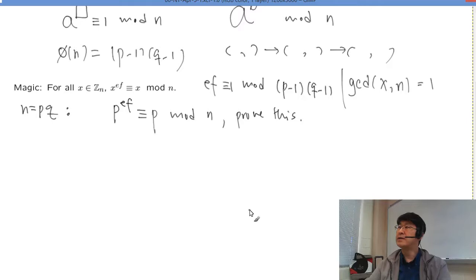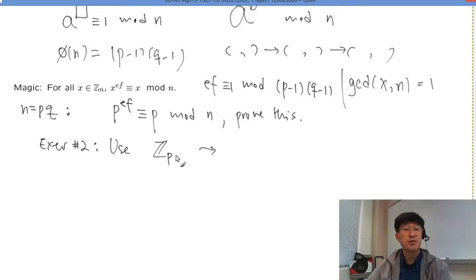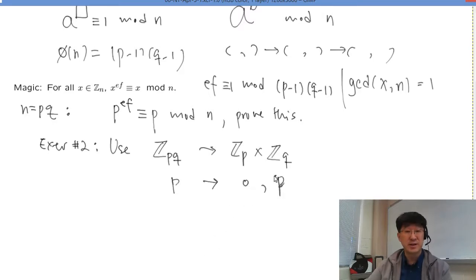So how do you prove anything about modular congruence of a composite? What is that map called? The Chinese remainder theorem. Go down to that. Try it. The exercise is number two. Use the map going from Z_pq, that is Z_n, to Z_p cross Z_q. Where is p going to go under this? It goes to (0, p). That's the class.